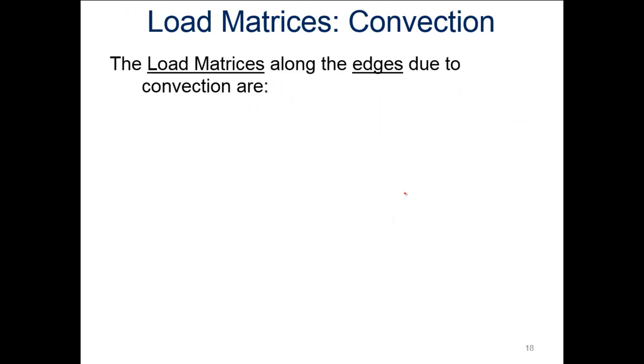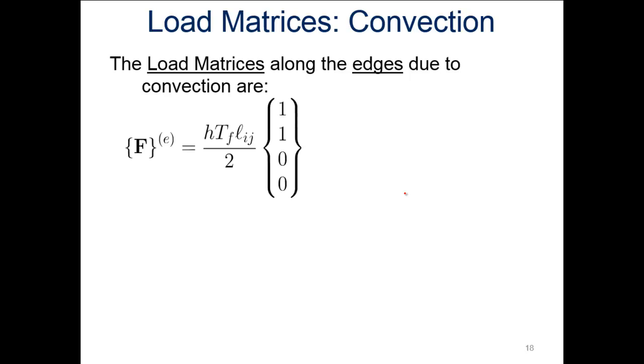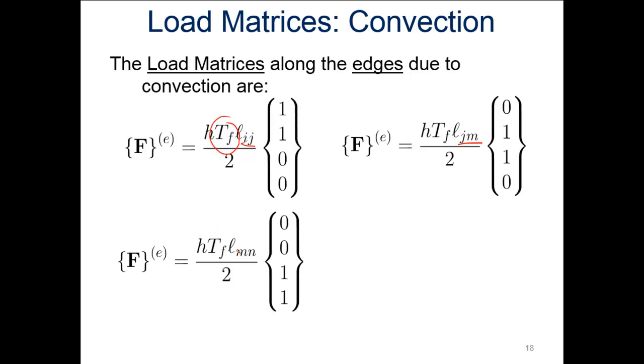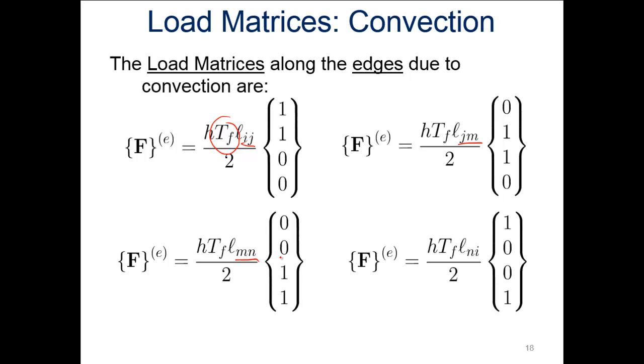All right, for loading, the load matrices along the edges due to convection. So we have to include some load aspect, because the fluid temperature is going to show up. So again, if it happens on edge IJ, we'd include this one. For edge JM, we'd include this one. For edge MN, we'd include this one. And for edge NI, we'd include this one. All right, so you include those in the analysis to solve for temperatures.